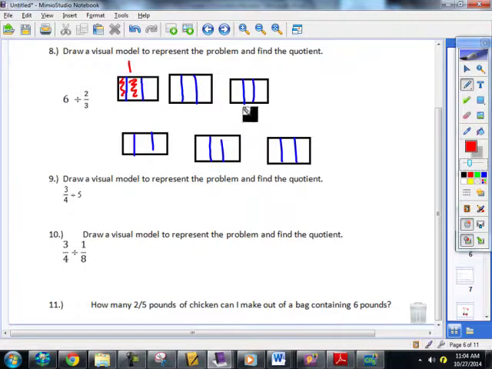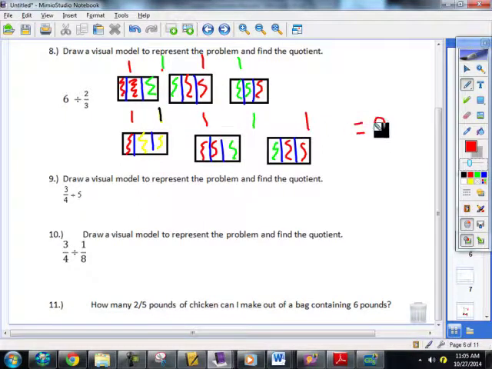There's 1, 2, one group. 1, 2, one group. Continuing on, better make that a different color. 1, 2, one group, and 1, 2, one group, and 1, 2, one group. So I know that this is going to be 1, 2, 3, 4, 5, 6, 7, 8, 9 groups of 2/3 in 6. So here we go.